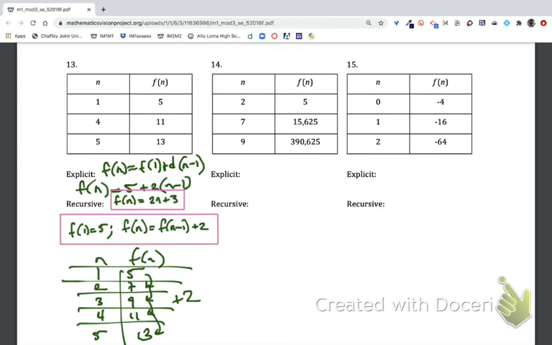For number 15, oh, negatives. I don't like negatives. That's fine. You're not really dealing with negatives. You're dealing with multiplication, and multiplying by 4 each next step. I know that these are all going by 1 step each. So f of n equals your f of 1, which is negative 16, times 4 to the power of n minus 1.